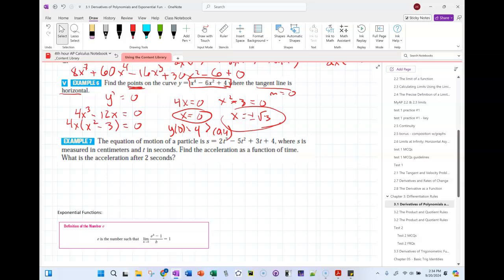It's the second derivative of position, right? Because velocity is the first derivative. That's a relationship you should want to remember. Position, velocity, acceleration. That's the order. Just derivative, derivative.